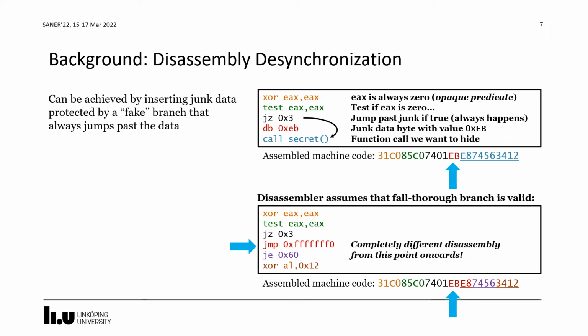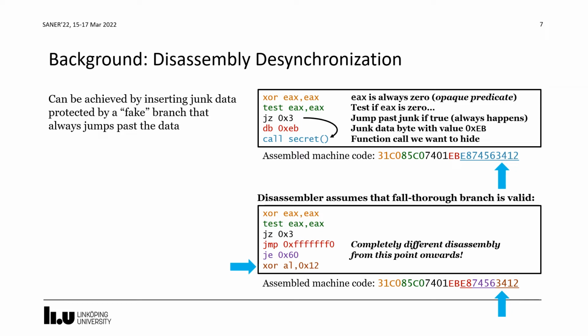And the reason is that the junk byte EB together with the first byte of the call instruction E8 actually decodes to a valid jump instruction. So the disassembler would consume the first byte of the call instruction, thereby desynchronizing the instruction stream. And then the disassembler would have no choice but trying to decode whatever is left of the call instruction. So here we see that the second and third byte actually happen to decode to a valid branch instruction, and also that the two last bytes decode to a valid XOR instruction.